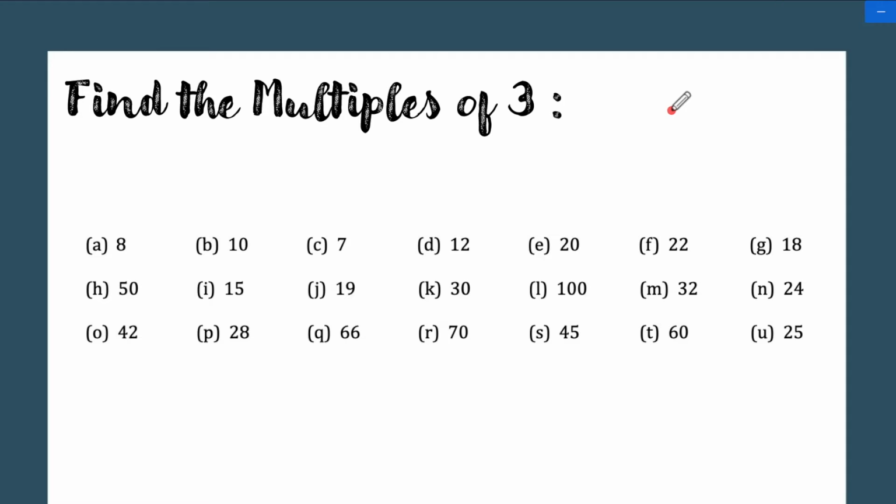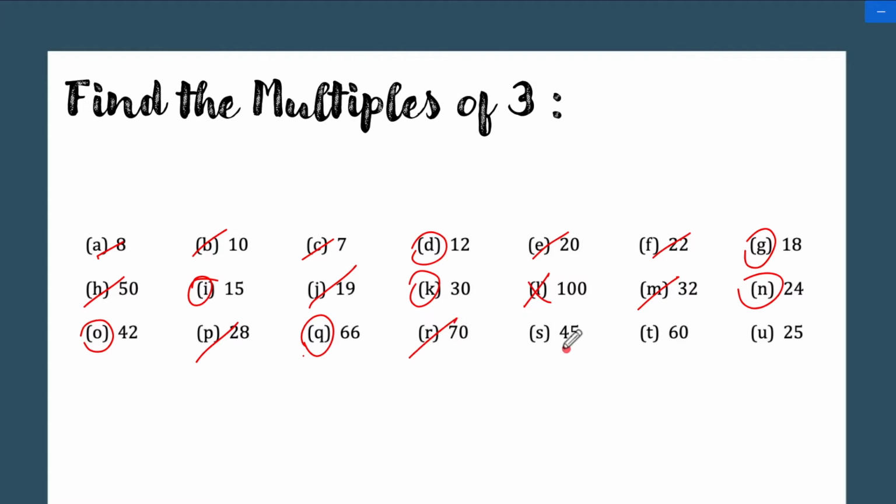Okay, so 8, no, 10, no, 7, no, 12, no, no, yes, 5 plus 0 is 5, doesn't work, 5 plus 1 is 6, yes, 9 plus 1, 10, no, this one, yes, this one, no, this one, 3 plus 2, 5, no, this one, yes, 4 plus 2, 6, yes, 2 plus 8, 10, no, 12, yes, 7, no, 9, yes, 6, yes, 7, no.